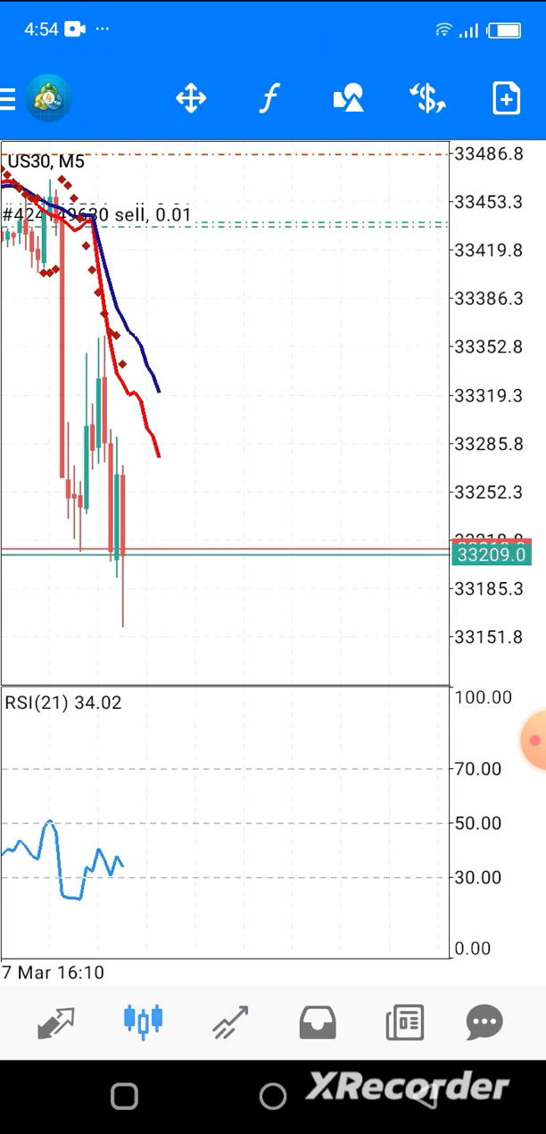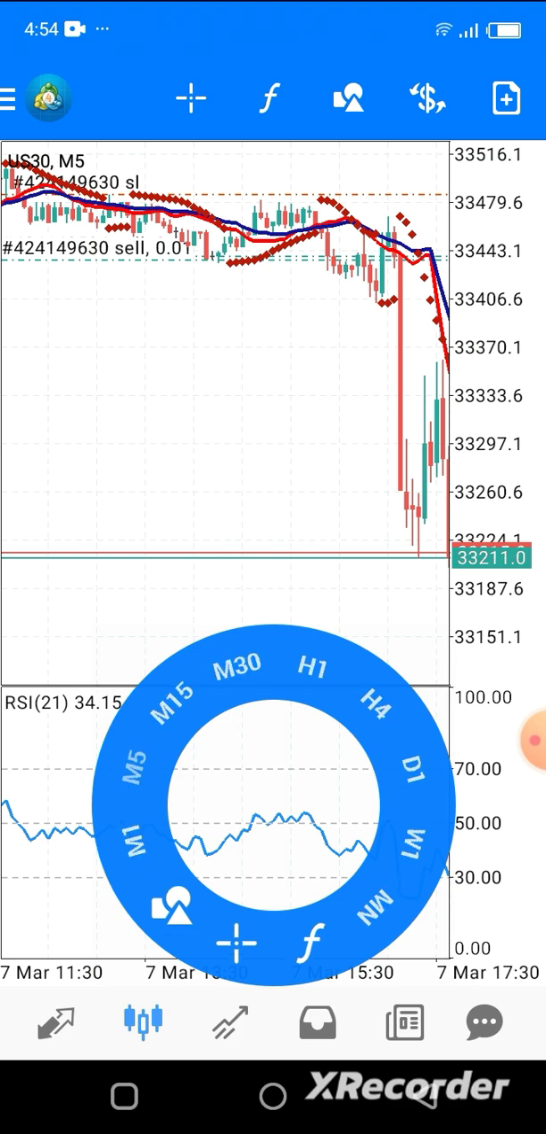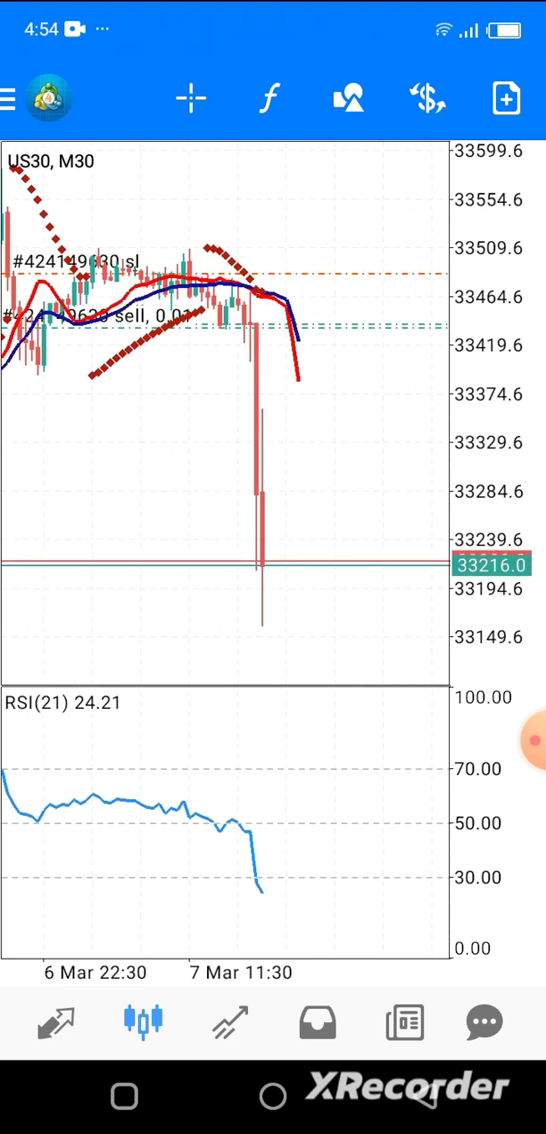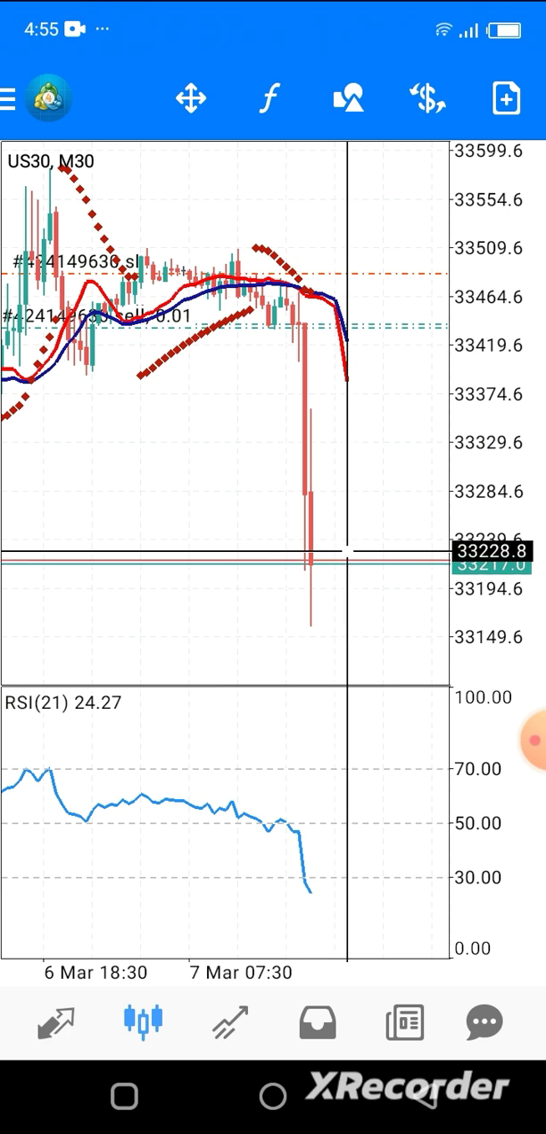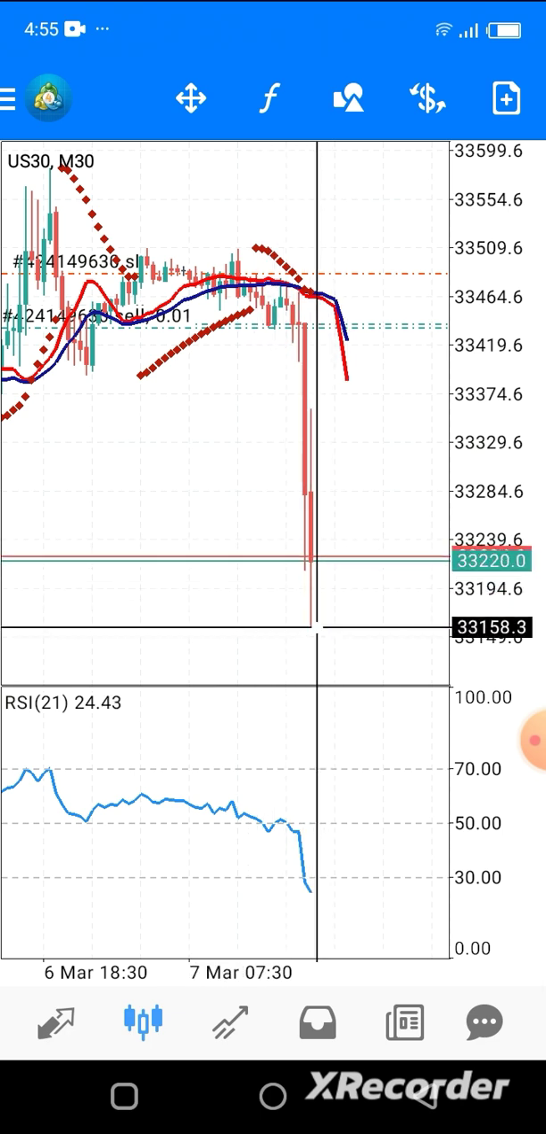As you can see, US30 is still falling, just 5 minutes time frame. As you can see, and the way the market is closing on 30 minutes time frame, it's very positive that it will fall more.